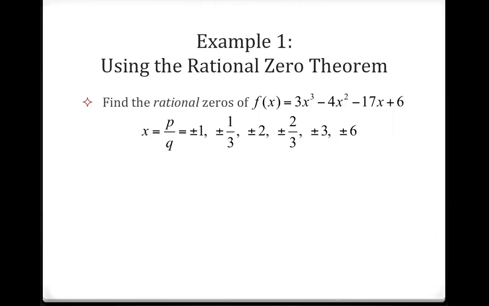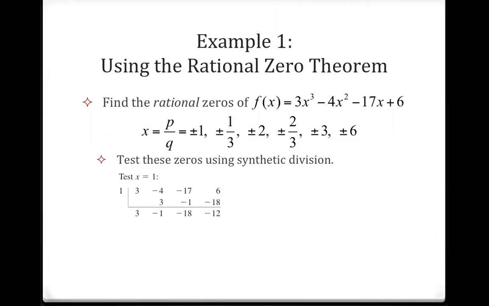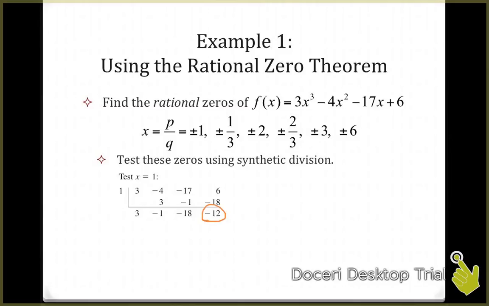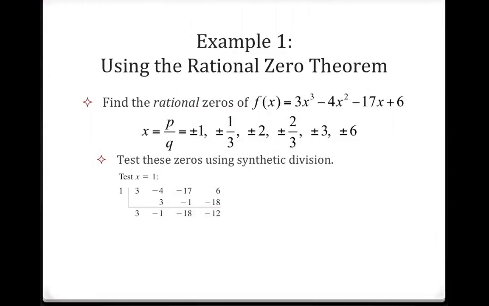Okay. All right, so here's our list. Let's start testing them. So I'm going to start by testing the 1. So you can see I have my coefficients there of 3, -4, -17, and 6. And when I test 1, I end up with a -12 out here in the remainder. So based on what we did last lesson, that -12 tells me that 1 is not a 0, and therefore x minus 1 would not be a factor. Okay, so I move on.